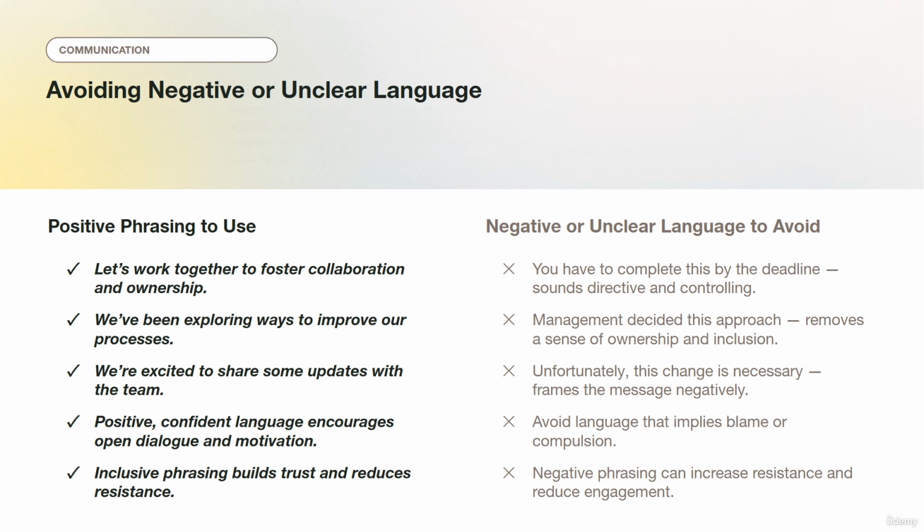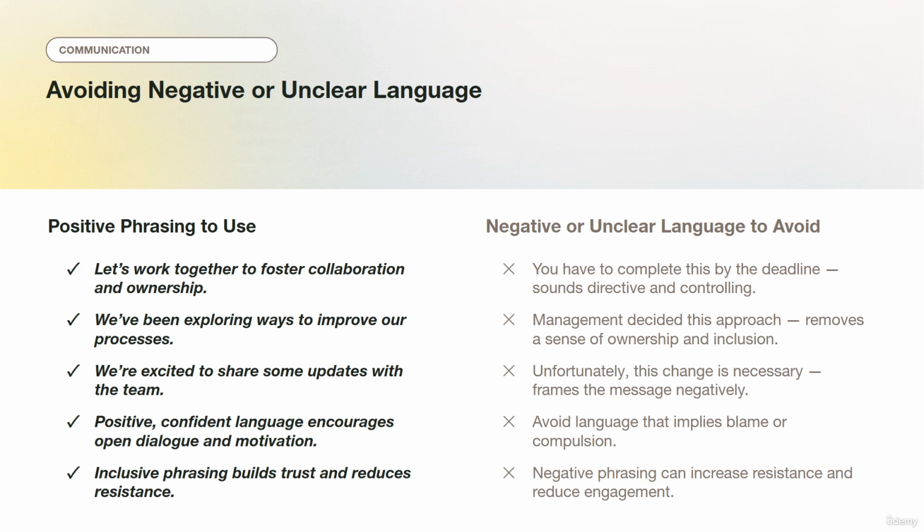Things to avoid. You have to complete this by the deadline. Sounds directive and controlling. There's no input, there's no collaboration, it's just an imposition. Management decided this approach. This takes away any sense of ownership, inclusion. If something has been completely decided without me, why do I care how well it goes if I'm being excluded? Don't say, unfortunately, this change is necessary, because it sounds like we're reacting to a crisis, which we may be, but we want to frame it more positively than that.